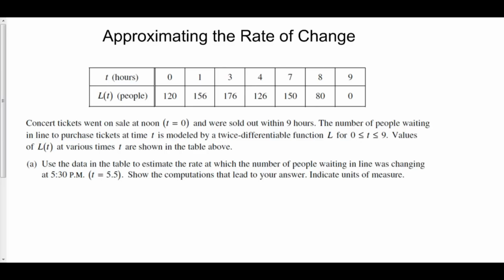Not only does the derivative give you the slope of the tangent line of a function, but it also tells you the rate of change of that function at any point. Slope is a rate of change.